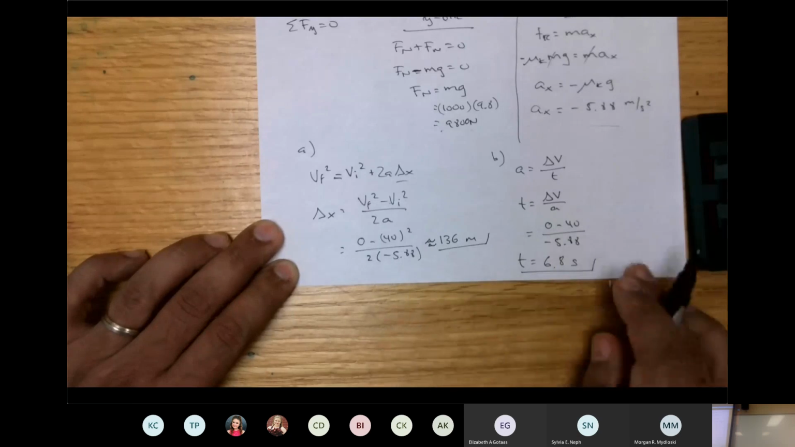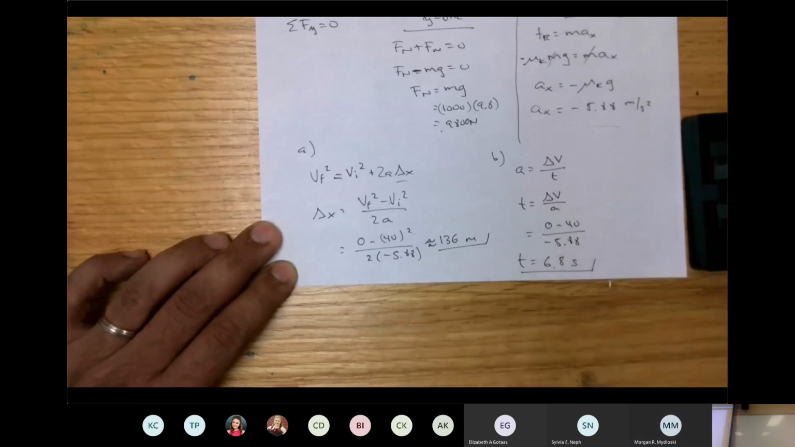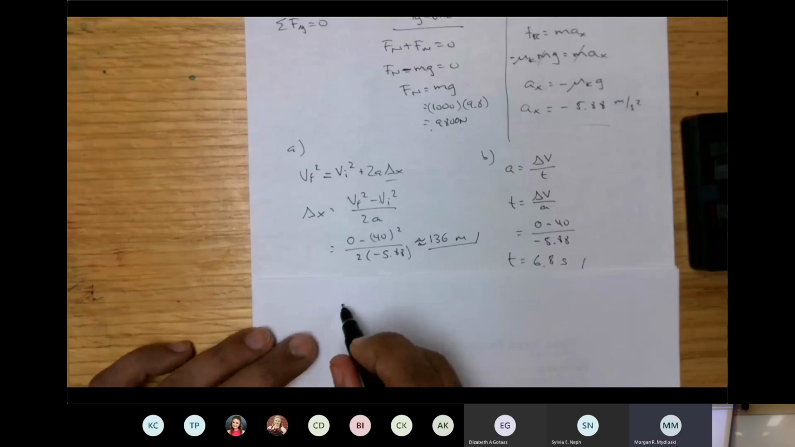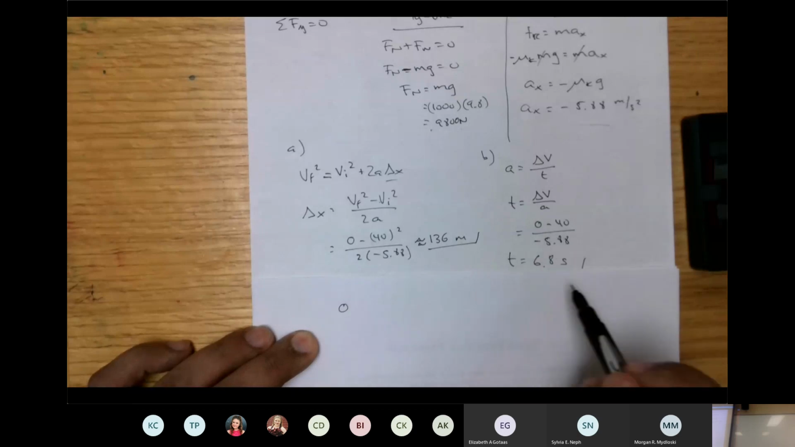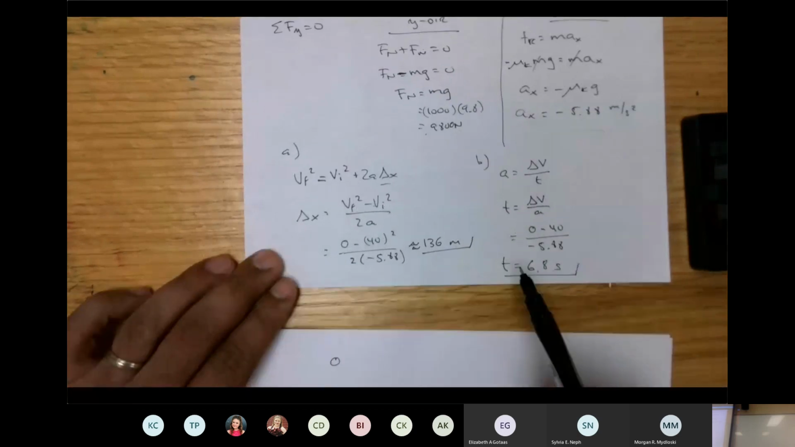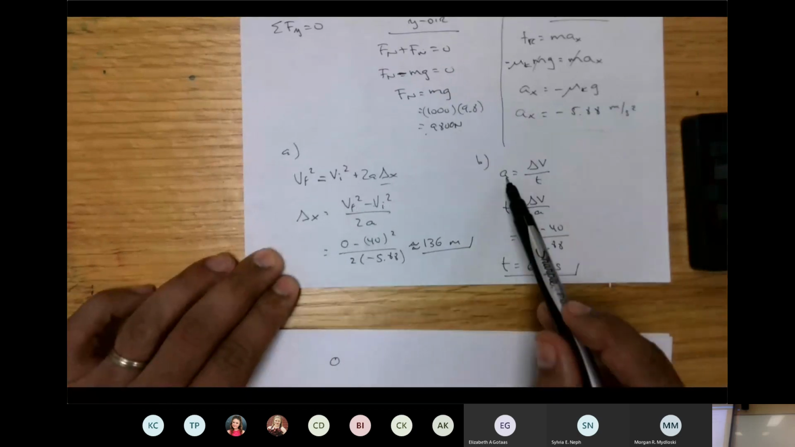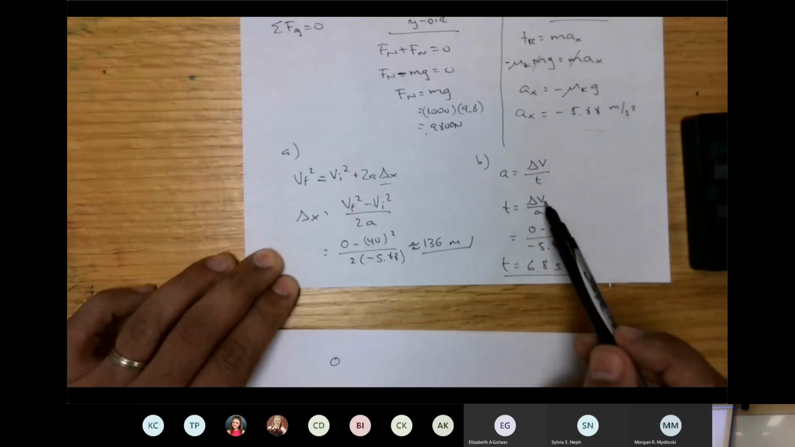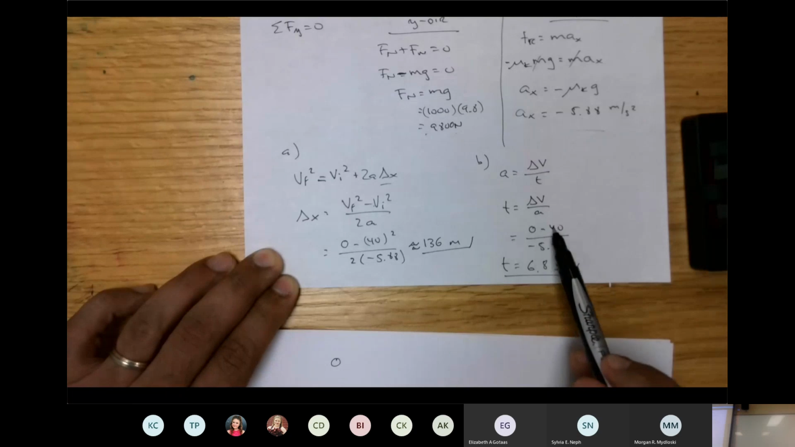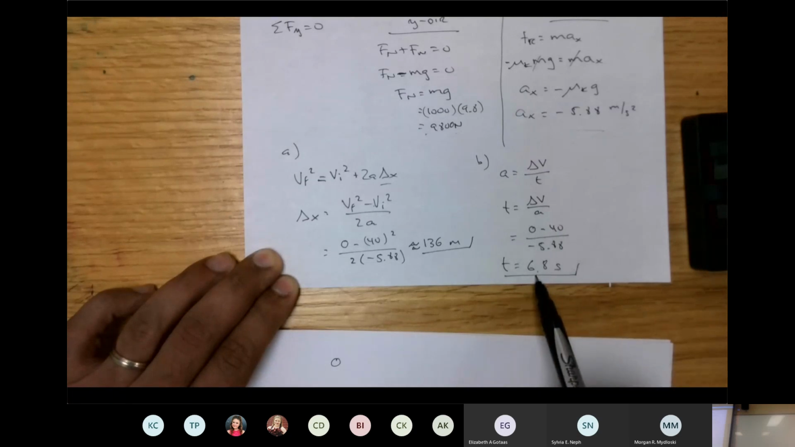Now, Mary, this is the part where you forgot about the negative sign in the acceleration, so that's why I'm doing it. So you have this negative, and the same with the time. To calculate the time, acceleration equals delta v over time. Time will be delta v over acceleration, which is 0 minus 40 over negative 5.88, and you get a time of 6.8 seconds.